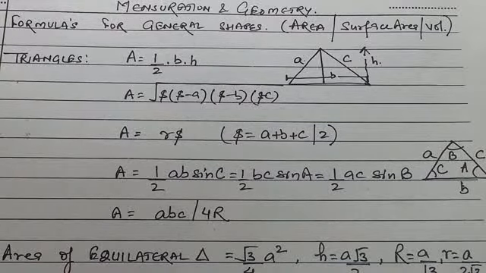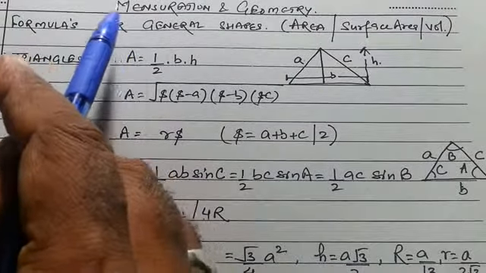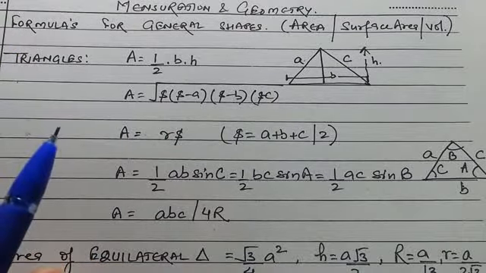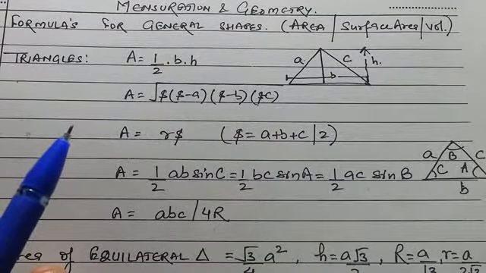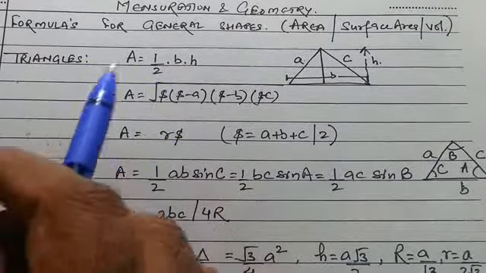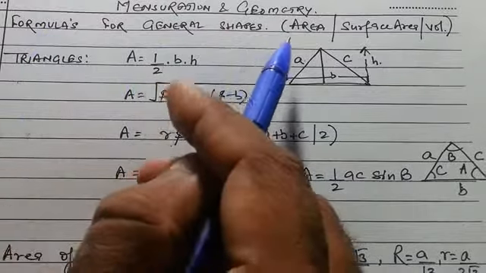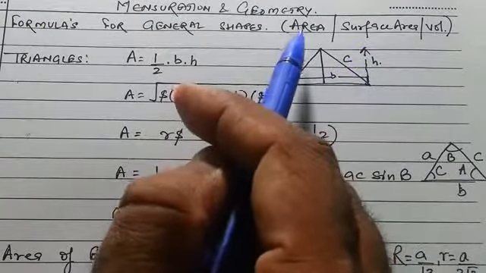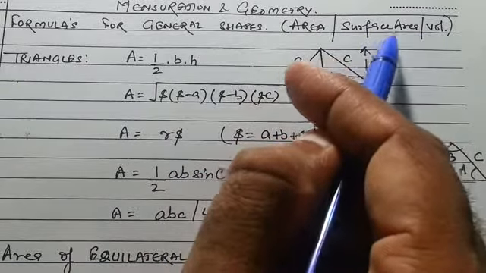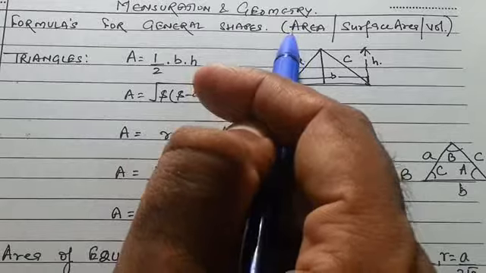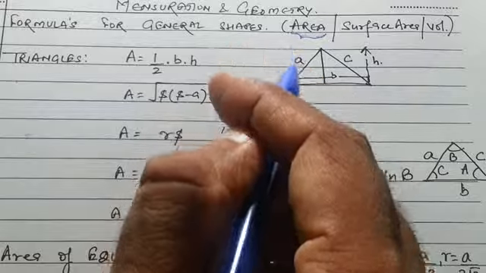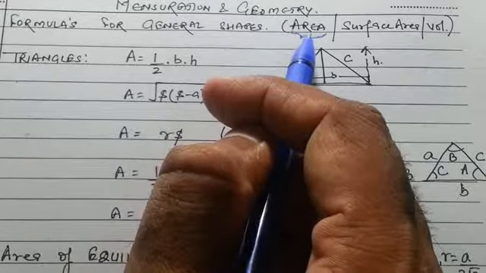So let us see what is mensuration. We want to measure the area, the perimeter of a particular shape, of a particular bounded area. So for that we are having these formulae. Formulae for general shapes: area, surface area and volume. That means we'll be talking of 2D figures and 3D figures. When we talk of 3D figures, we'll be having surface area and volume. And when we'll be talking of 2D figures, let us say circle, rectangle and so on, triangle, it will be area.